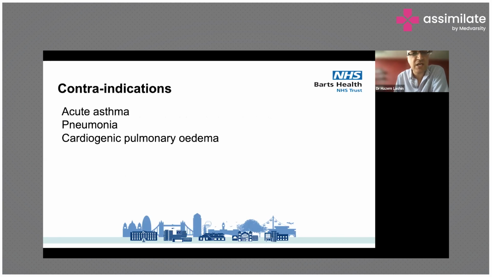So contraindications to the use of NIV: acute asthma is a contraindication, which is if someone in acute severe asthma is retaining CO2 and becoming acidotic, this means that they are getting tired, and they may not be able to maintain their respiratory function. And the guidelines suggest that in this sort of situation, you should proceed straight away to intubation and mechanical ventilation. Same thing for pneumonia, as we have discussed in the case we have presented, and also cardiogenic pulmonary edema.